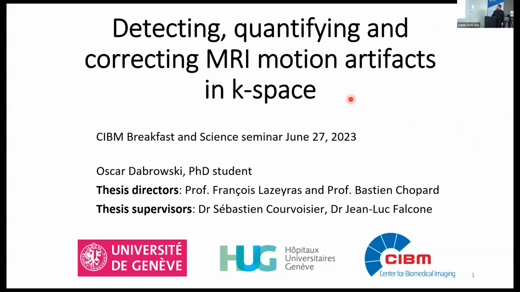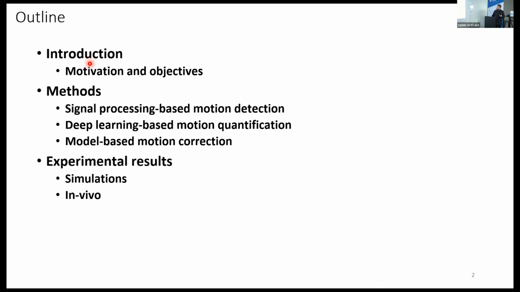So my talk is about estimating motion parameters in K-space, so we can then restore motion corrupted MRI scans, and we focus on MRI brain scans. I will start by describing the motivations and objectives of my thesis, and then I will describe the methods we used, in particular the deep learning based approaches, and I will present experimental results we obtained in simulations as well as in vivo.